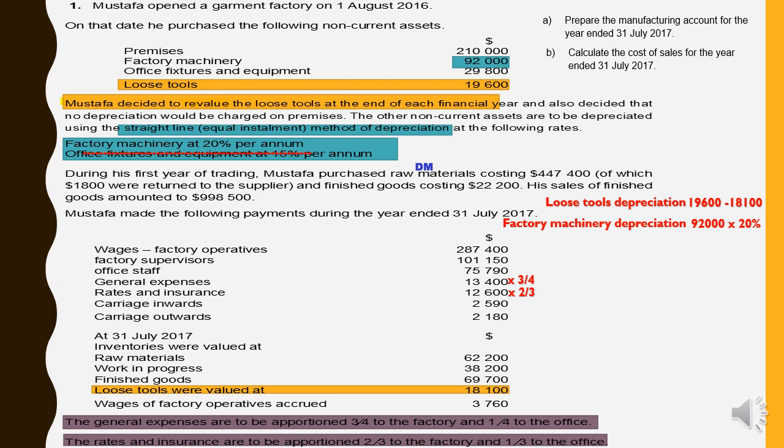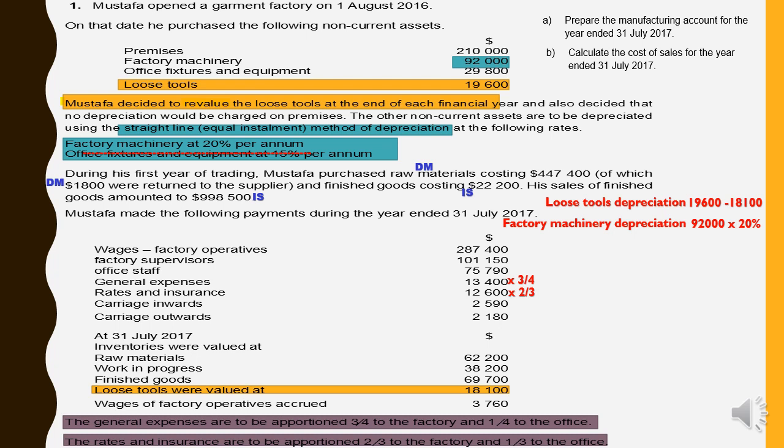Which one will go where? First one is direct material. Can you see the direct material is DM. Next one is direct material returned, so also direct material, DM. Finished goods will go to the income statement, and sales also will go to the income statement.